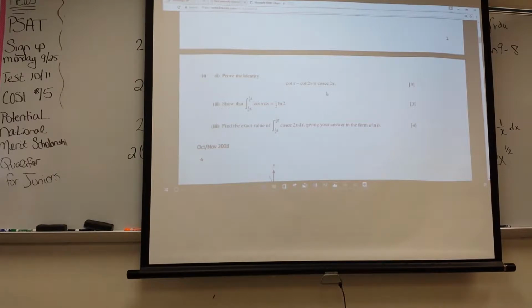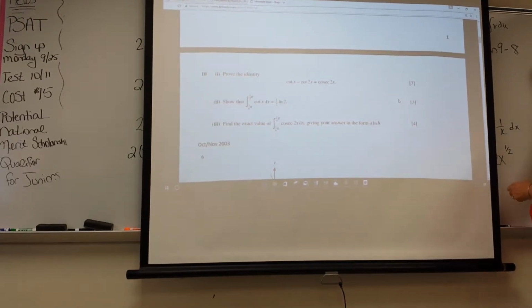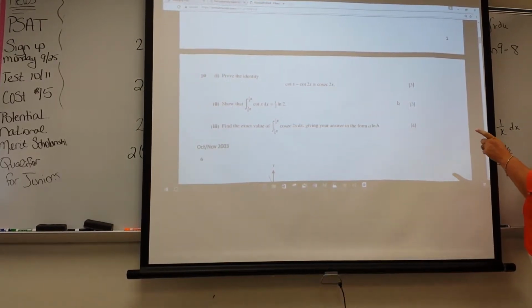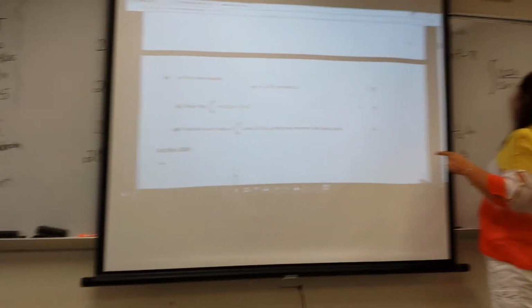I'm going to show you how to do it. But what's another way to think about this problem? The minute I saw this, had I not seen this identity, I would have thought, what do I know about cotangent? It's the same as cosine over sine. Let's look at that for a minute. Would everybody agree it's the same as cosine over sine?